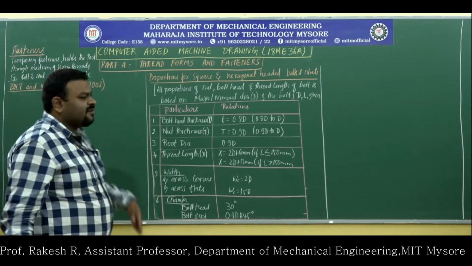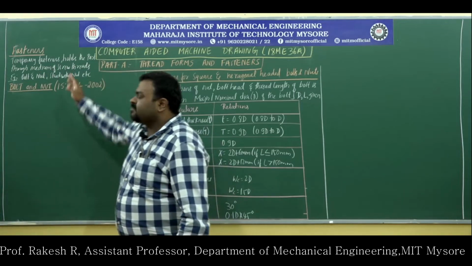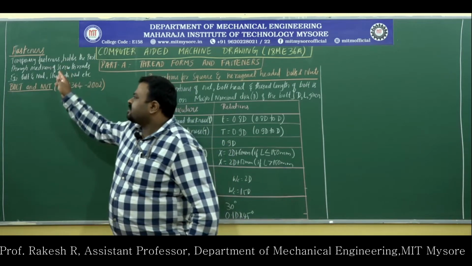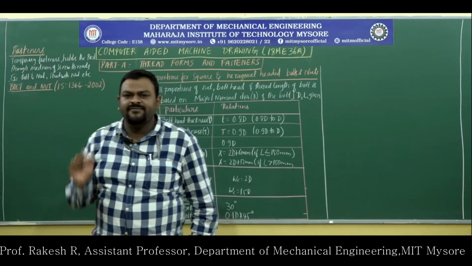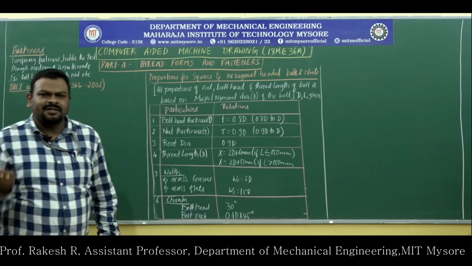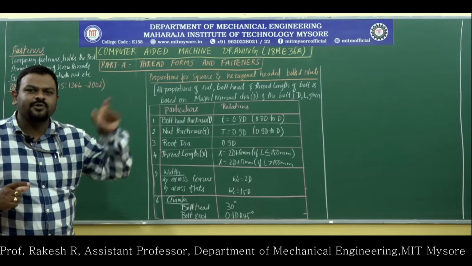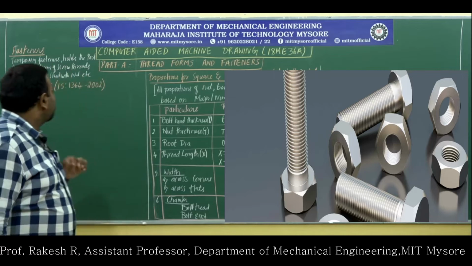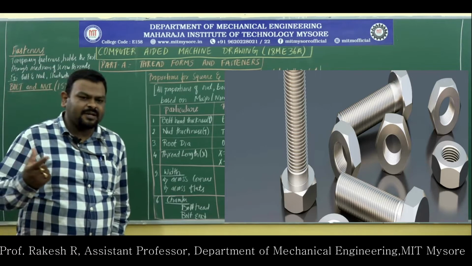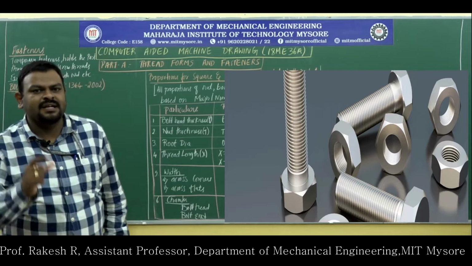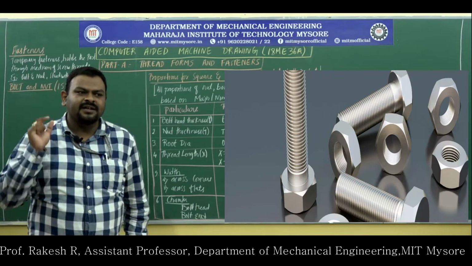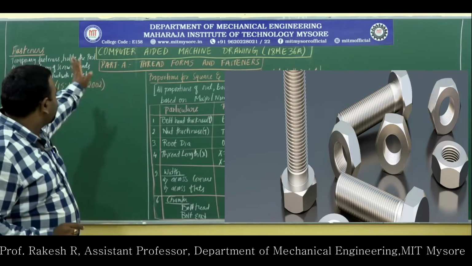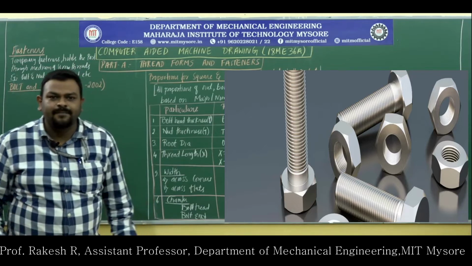Fasteners, as the name itself indicates, means something that is attached to something else. Here we are studying only temporary fasteners. There are temporary fasteners and permanent fasteners. Basically, we are defining an attachment, and that attachment we will also call a joint. So temporary fasteners make temporary joints.